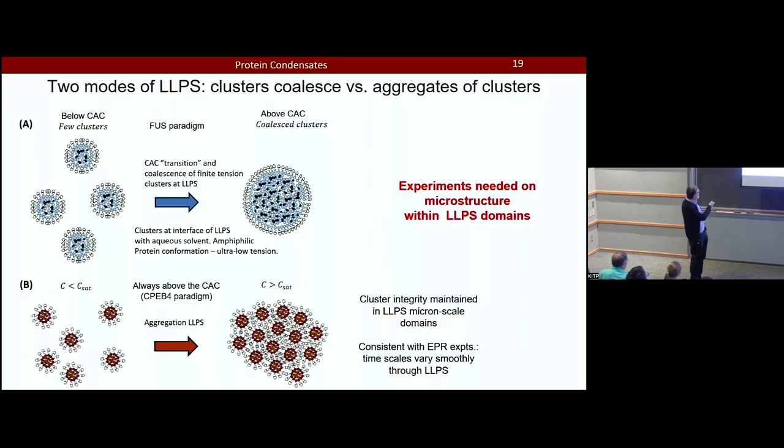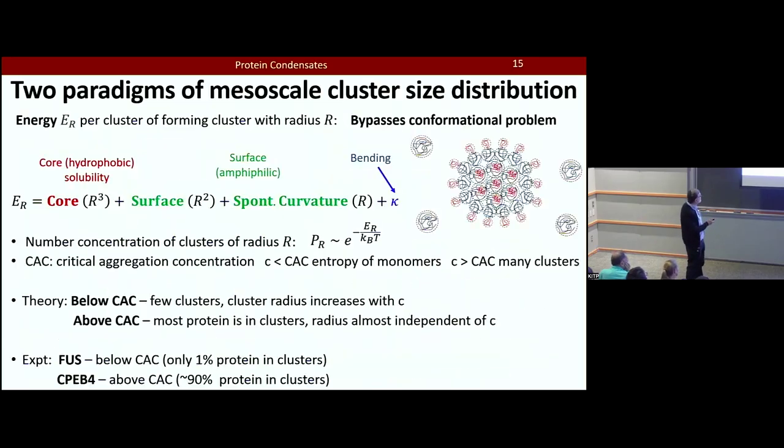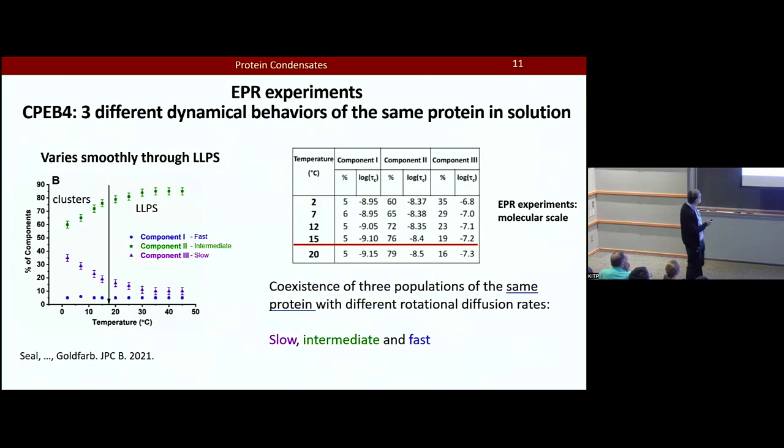Let's take this one. This is a typo, I'm sorry, no. This is where you have the clusters. I described all that. Then you go to the saturation concentration, where you get the micron-size droplets, so above saturation concentration. But these clusters are fairly stable energetically, and it's very much possible that the LLPS has a substructure of clusters that have just aggregated.